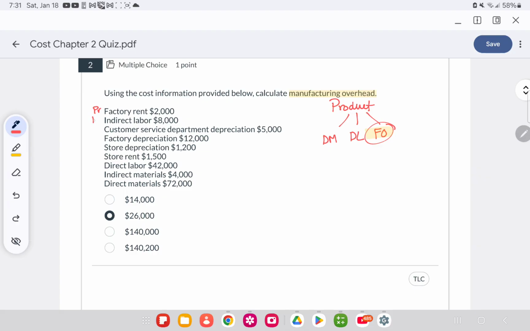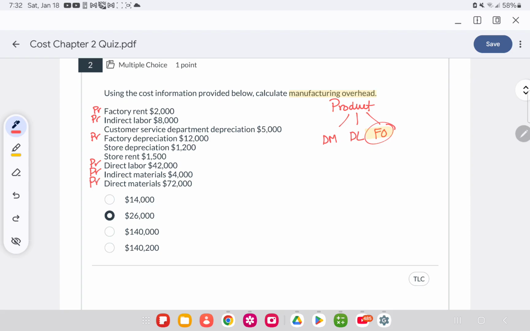Indirect labor, that's a product cost. Customer service department depreciation, that would be considered a period cost. Factory depreciation, product cost. Store depreciation, that's a period cost. Store rent, period cost. Direct labor, that's a product cost. Indirect materials, product cost, and direct materials are product costs.